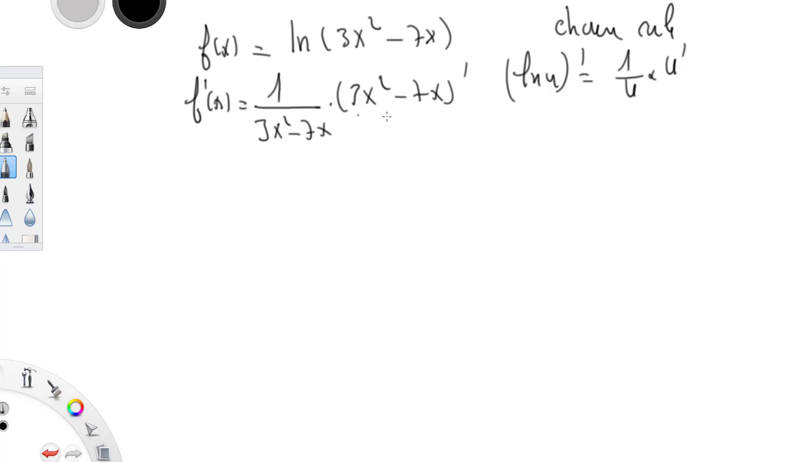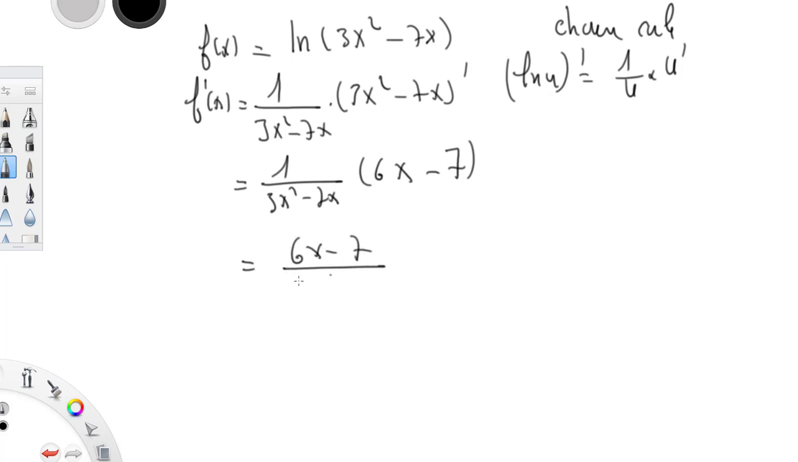Let's find the derivative of 3x squared minus 7x. It would be 1 over 3x squared minus 7x, and the derivative of 3x squared is 2 times 3, which is 6x, minus, and the derivative of 7x is 7. At the end, we find 6x minus 7 over 3x squared minus 7x. This is the derivative f prime of x. That is the chain rule for the logarithm function.